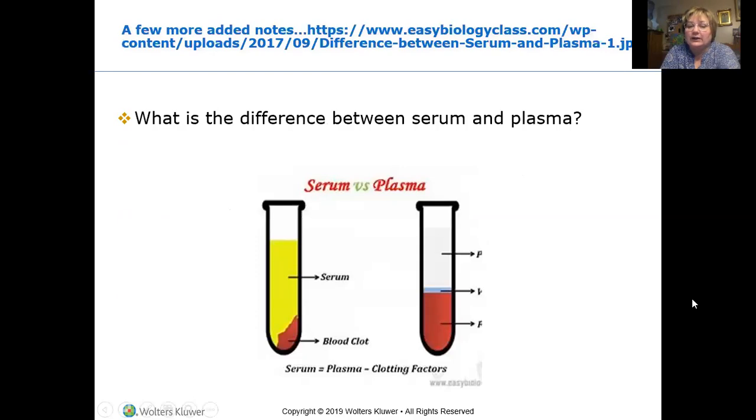So just a quick note here, some people forget this, but what is the difference between serum and plasma? Both are the extracellular fluid found within the intravascular space, the space of your vessels. But serum is basically the plasma minus the clotting factors. So plasma includes your clotting factors. Serum does not include the clotting factors, and probably not just the clotting factors.